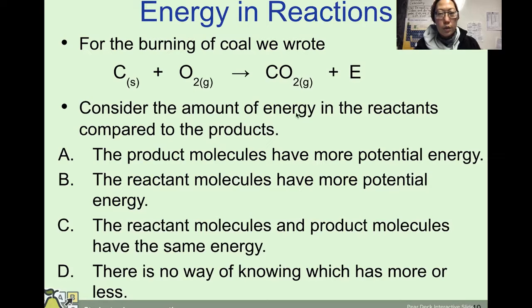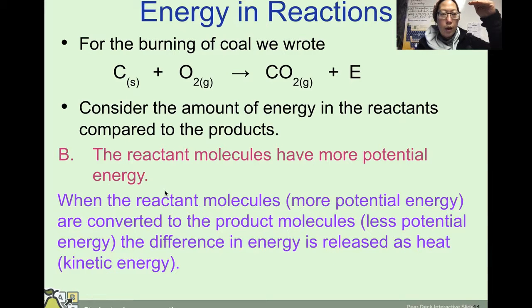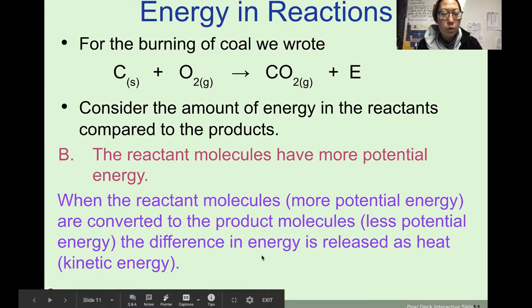So what we want to do is consider the amount of energy in the reactants compared to the products. Since we know that this is exothermic, the amount of energy in the reactants starts up here and then goes down in energy. So we want to find the answer that shows that the reactants are higher in energy. That would be B. The reactant molecules have more potential energy. We convert those reactant molecules, change their bond structure and interactions, and then release the energy and form the product molecules, which have less potential energy.